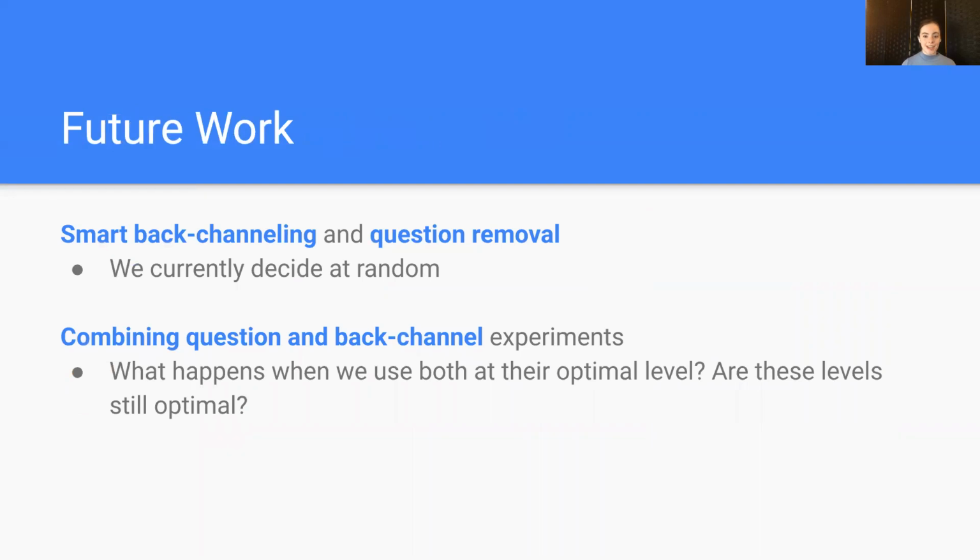Although our results indicate that the strategies tested are promising, there are many questions left to explore. These are just a couple of examples. First, we decided when to back-channel or remove questions at random, and it's highly likely that these strategies would be more effective with a smarter decision-making approach. And second, we did all of our experiments individually, so we don't know what effects we'd see when they were combined.